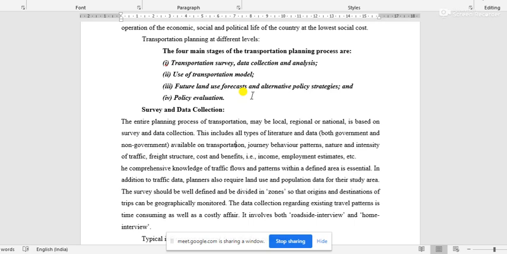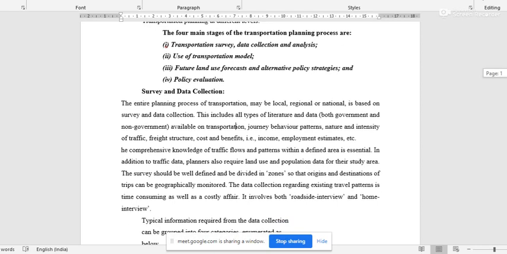You have to forecast that thing, and depending on that futuristic study, you have to make some futuristic policy or future strategies for upcoming future. And finally those policies are evaluated. That means you have to study, or you have to analyze if those future policies are right or wrong. These four stages or four levels are actually considered for the transportation planning process.